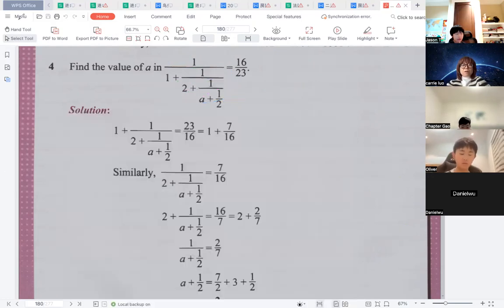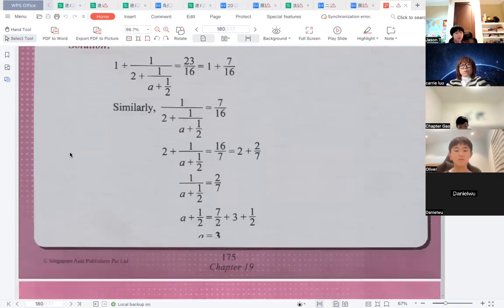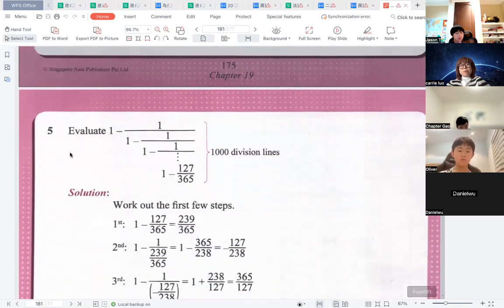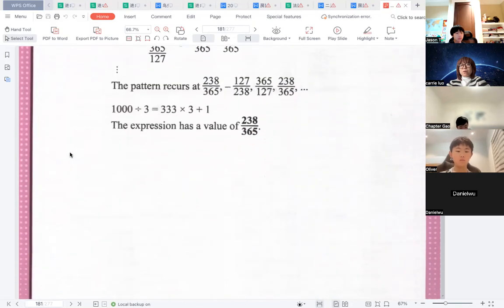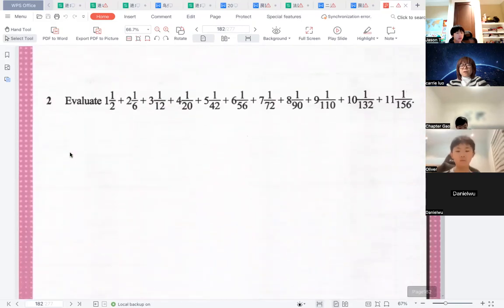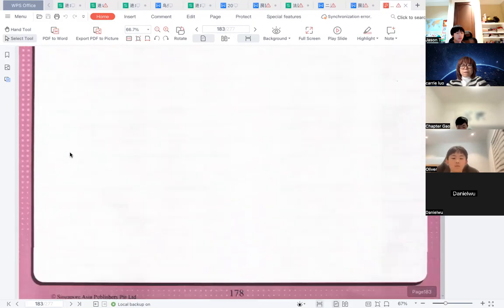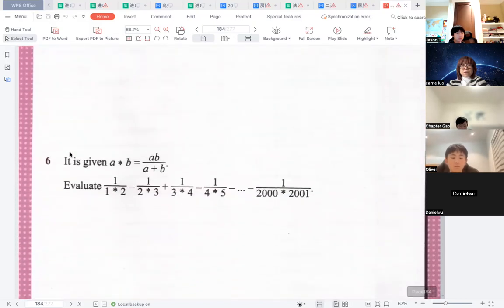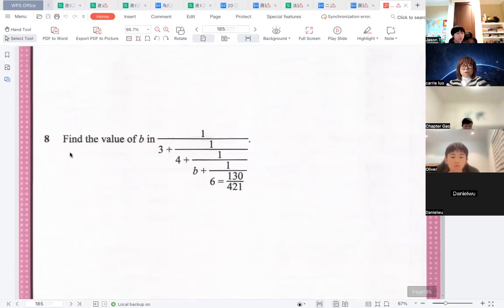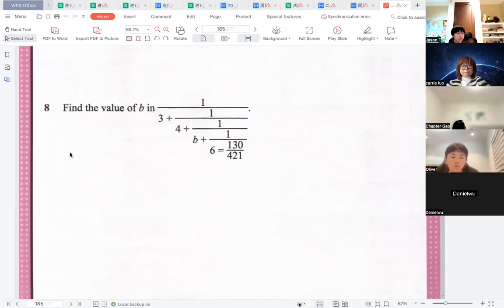Got it, everybody? When do we know when to flip them? How do you know when to flip them? It's just a 1 over. When you have a 1 over, it's always flipped, right? Okay, so let's take a look at a question like that.